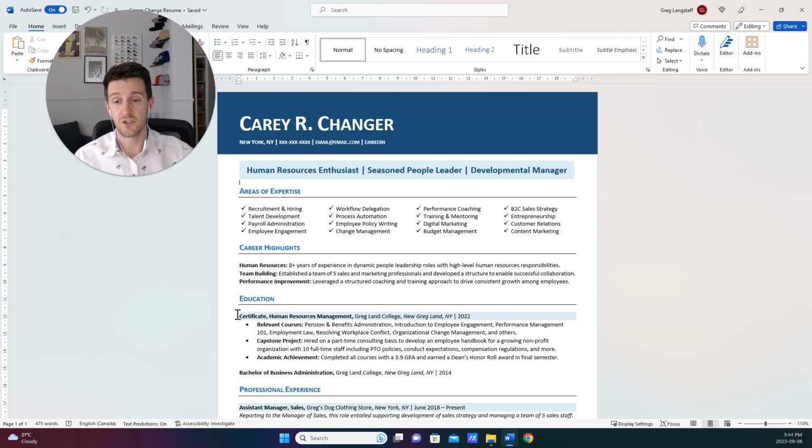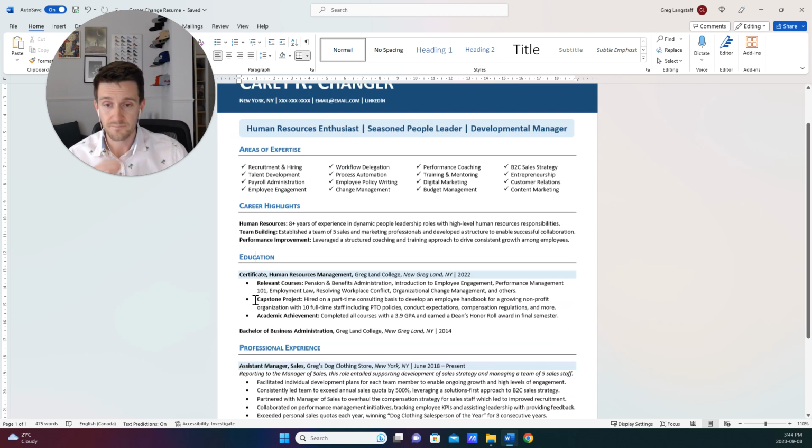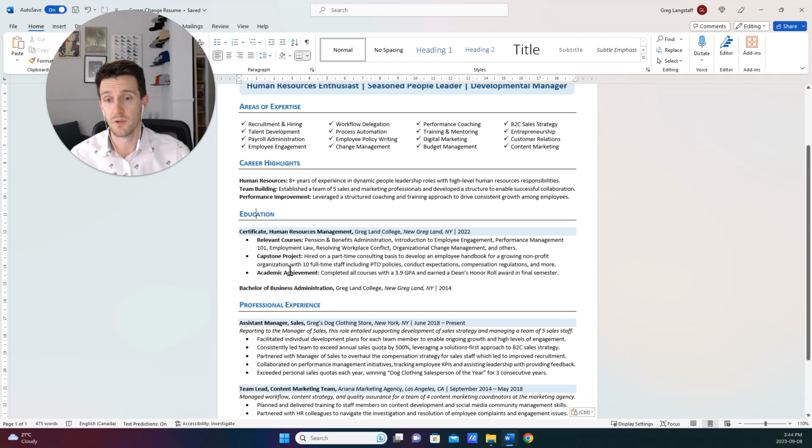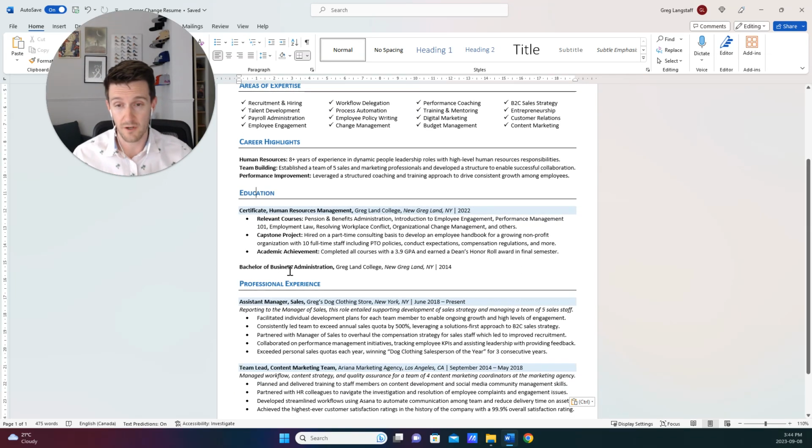However, in this situation where our education, and specifically this new certificate or diploma or whatever it is that we enrolled in, is our best selling point and our most relevant piece of information related to the career we want to get into, we are going to bump that above our professional experience. And then, just like we would under professional experience, we're going to put some bullet points in there, as you can see here.